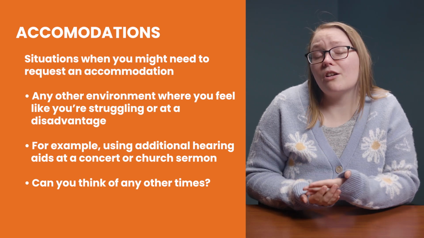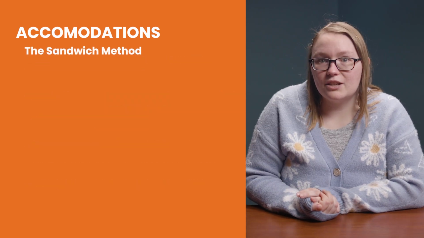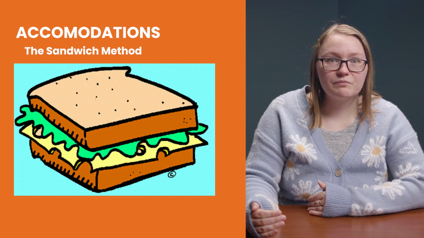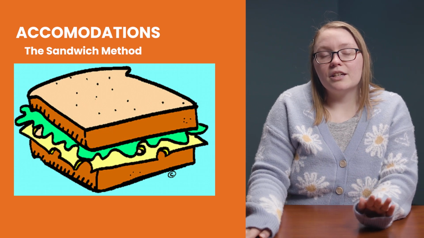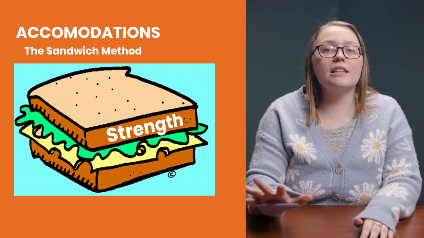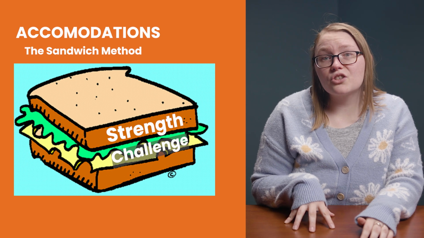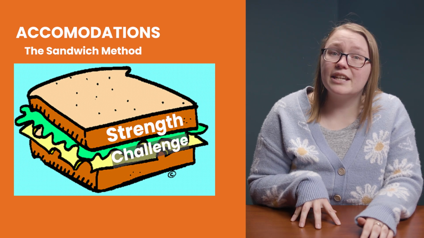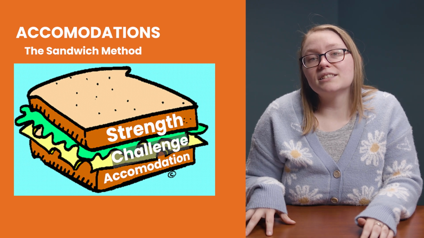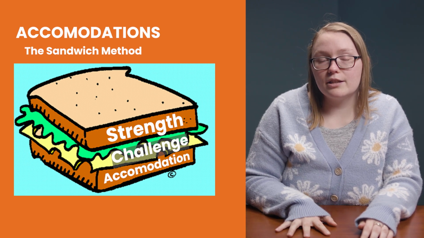When you go to request an accommodation, I recommend what's called the sandwich method. In the sandwich method, you start by telling the person your strength, something that you are good at. Then you tell them your challenge. This is where you tell them that you need help, and here's how. And then the accommodation is how specifically they can help you with that challenge.